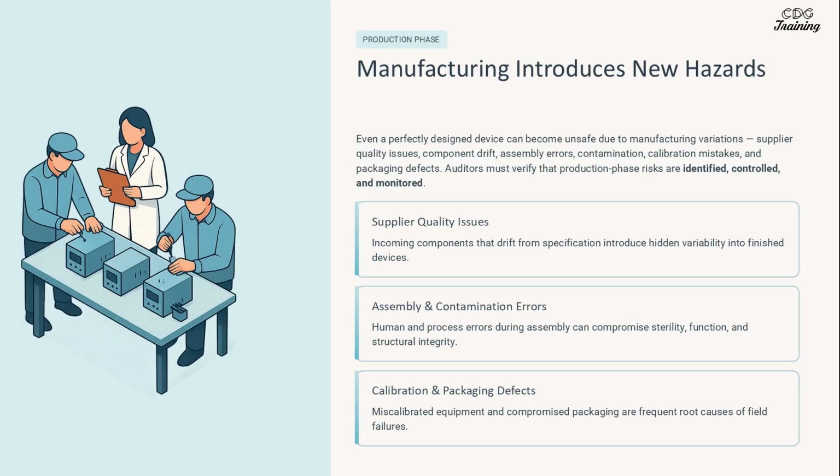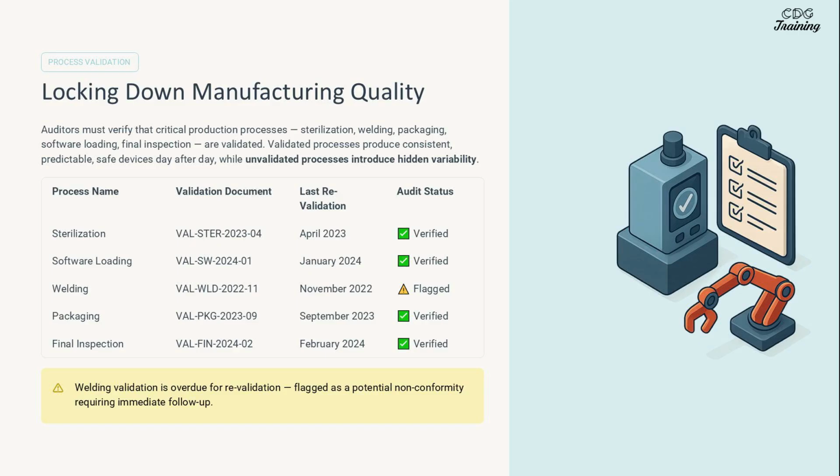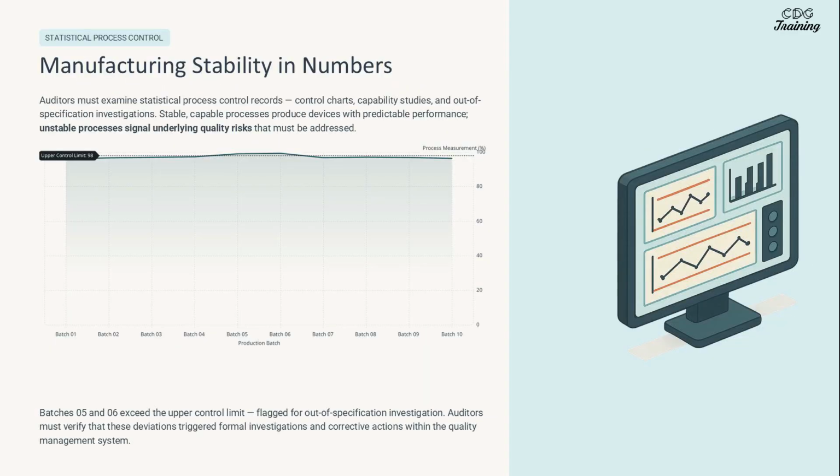Even well-designed devices can become unsafe due to manufacturing variations. Identifying, controlling, and monitoring these risks is essential to ensure safety and quality. Auditors must verify that critical production processes are validated. While validated processes ensure quality, unvalidated ones introduce hidden risks. Statistical process control is vital. Unstable processes indicate underlying quality risks that must be addressed through formal investigations and corrective actions.